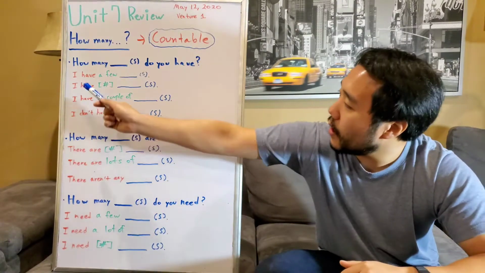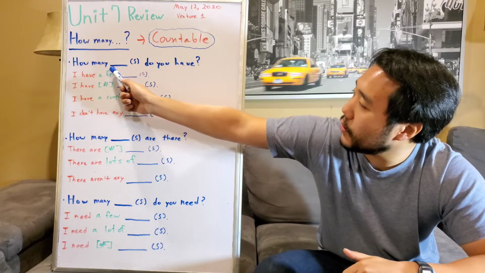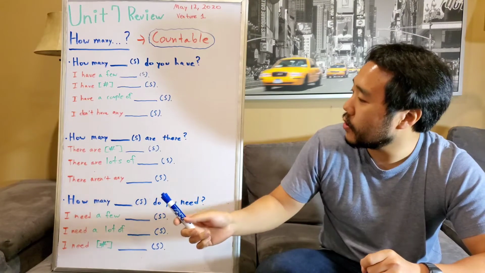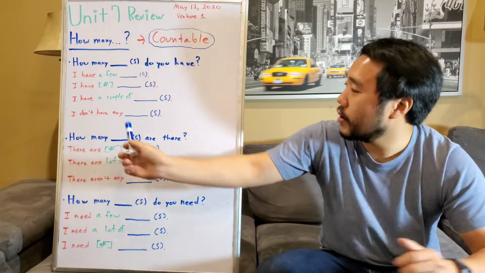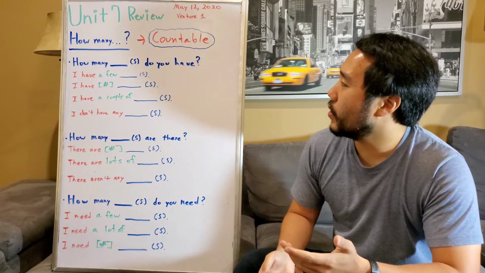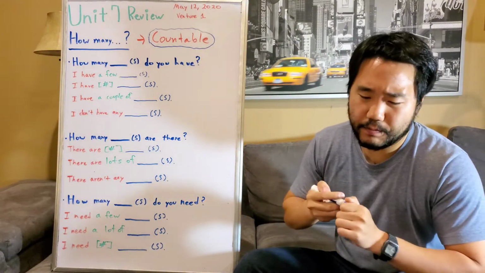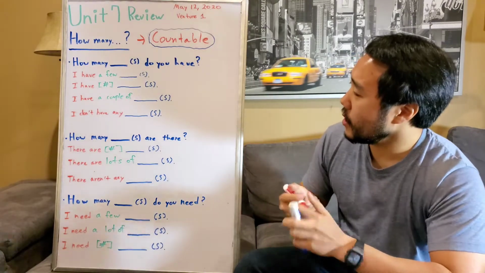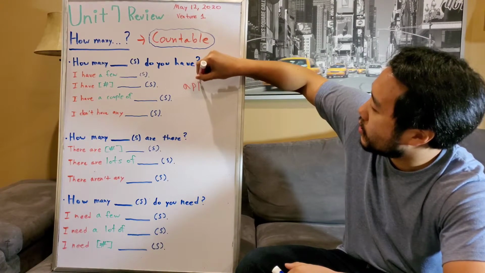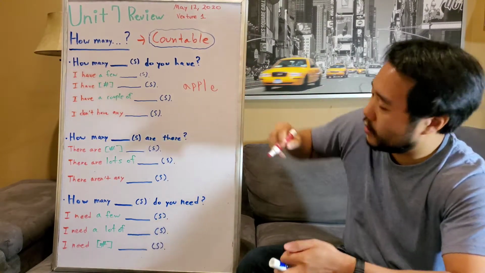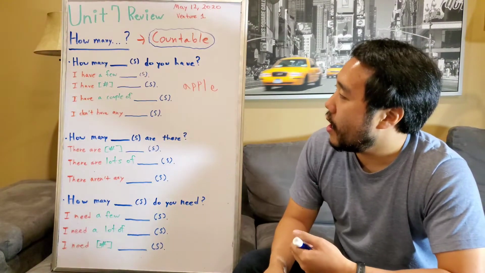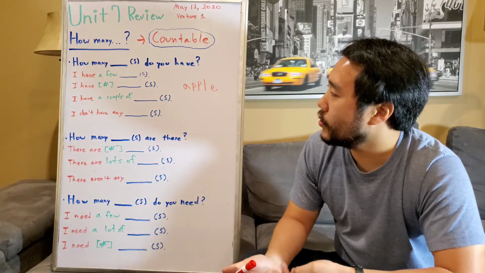So here I have: how many blank do you have? And another question. So let's go over this. How many blank do you have? And for a countable noun, let's just go with apple. I'm going to use the countable noun apple as an example. So here, what I'm going to say is, how many apples do you have?